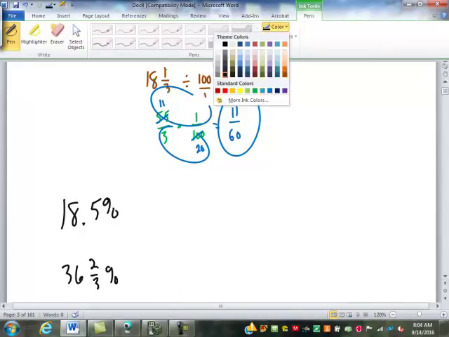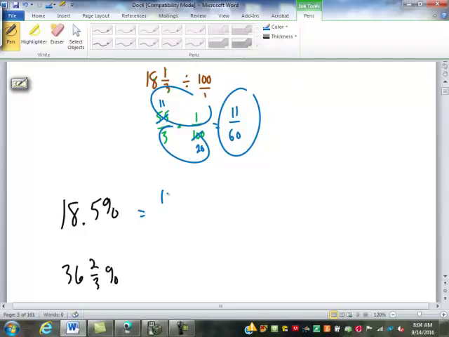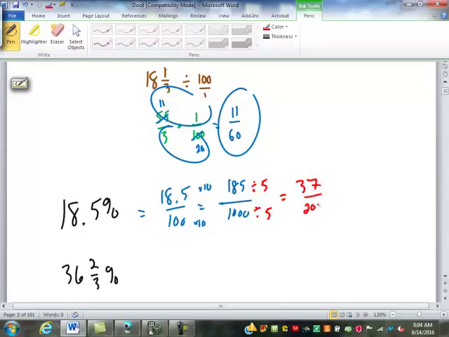So 18.5% becomes 18.5 over 100. What do we do with that? So we multiply by 10, becomes 185 over 1,000, and then we divide by 5, gives us 37 over 200. How have you got that?